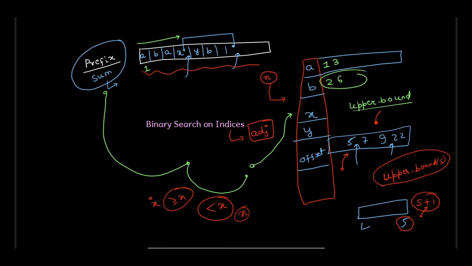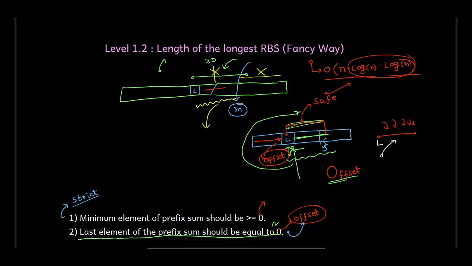So what you do is you find the upper bound of S plus 1 and then you do itr minus minus. So within log n you can query what is the longest thing that is available over here in the safe range. So this is the safe area, but in this safe area the prefix sum of offset is achieved only over here. So this means that this is the longest RBS that starts at L and ends over here.